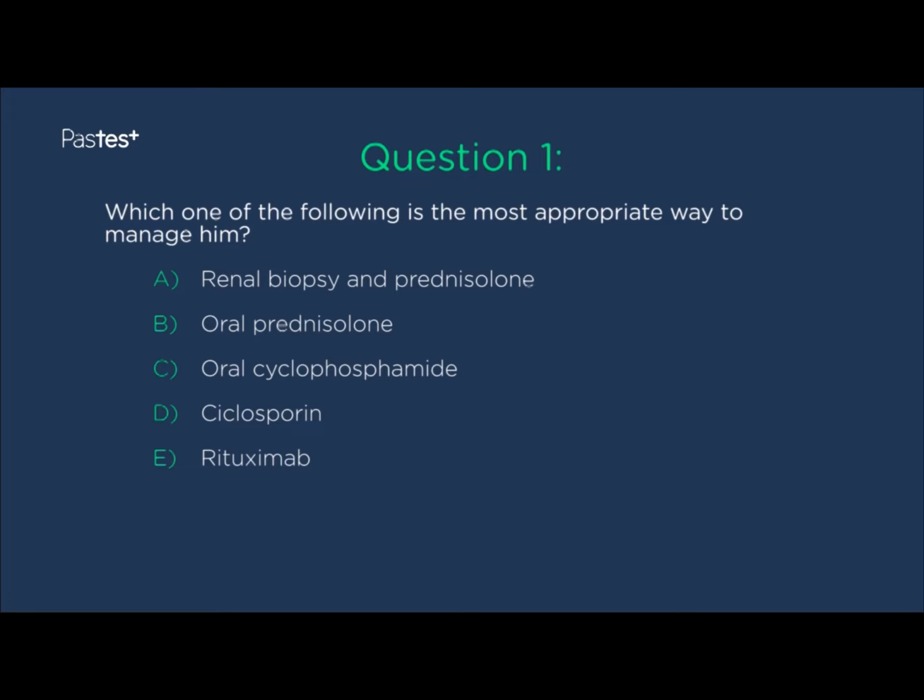So this case concerns a young man with recurrent nephrotic syndrome. He's had 3 episodes of nephrotic syndrome, but we do not have a renal histological diagnosis. The correct answer is to treat him with prednisolone, as was the case for his previous 2 episodes, and then to perform renal biopsy.